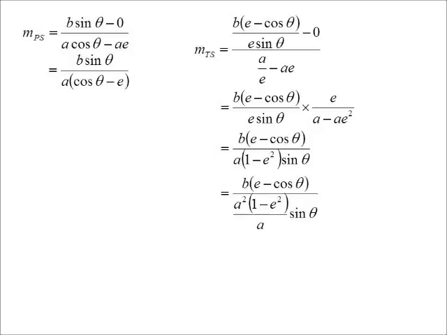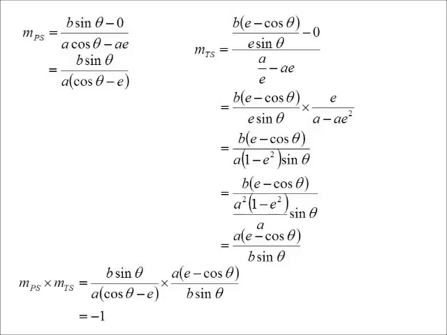Okay, so there it is now on the top. But what I've also done is I've said a squared (1 minus e squared) is b squared, so I've cancelled the b squared with the b. So, all right, so PS times TS.